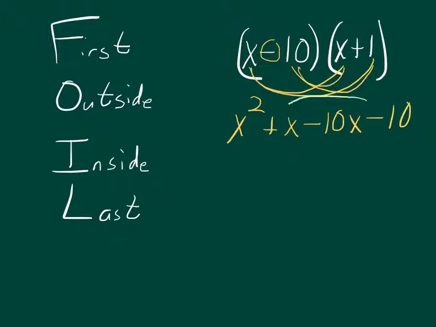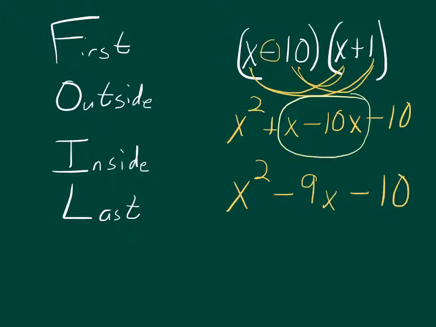Now, if you'll notice something here, we have a couple of like terms right here in the middle. We've got this positive x and this minus 10x, so we can combine those two terms. So we have a positive 1x minus a 10x, and that's going to give us a minus 9x. So the final fully expanded trinomial expression is going to be x squared minus 9x minus 10. And that's it.